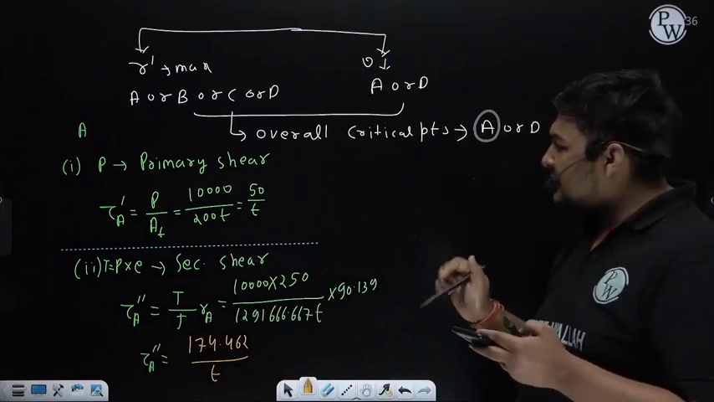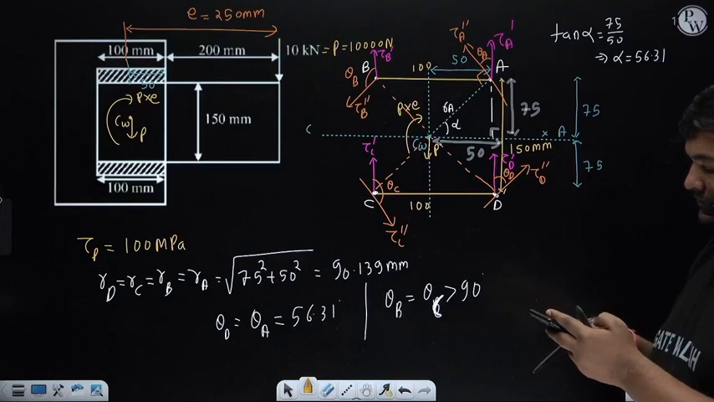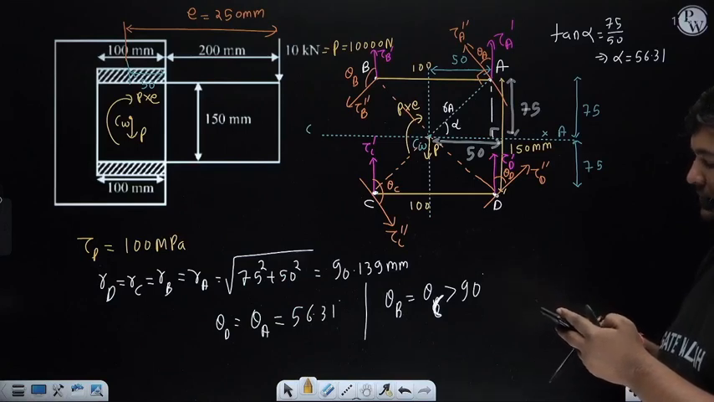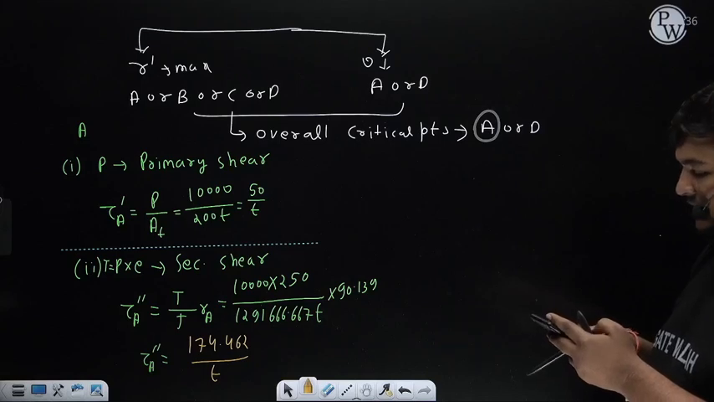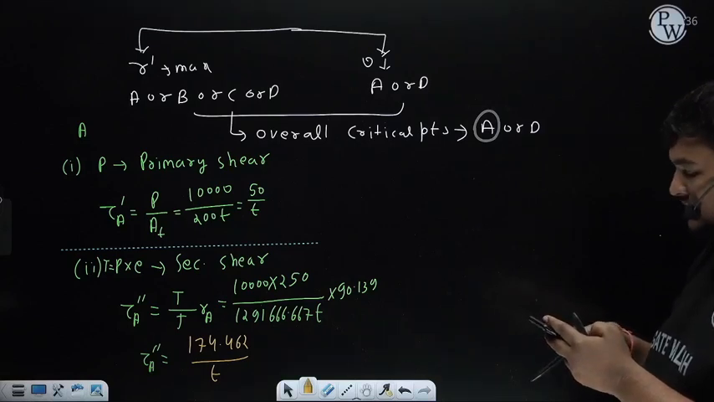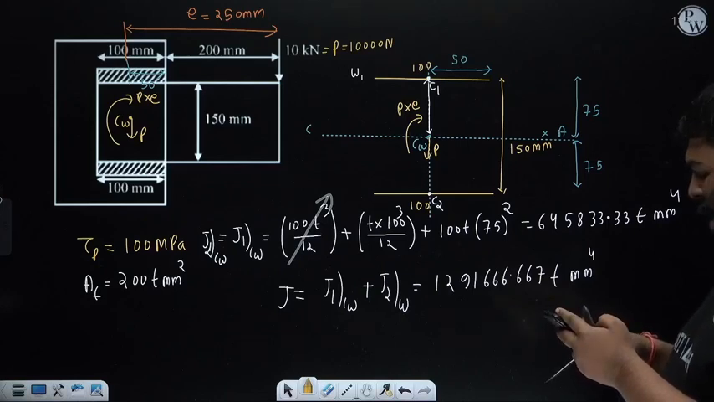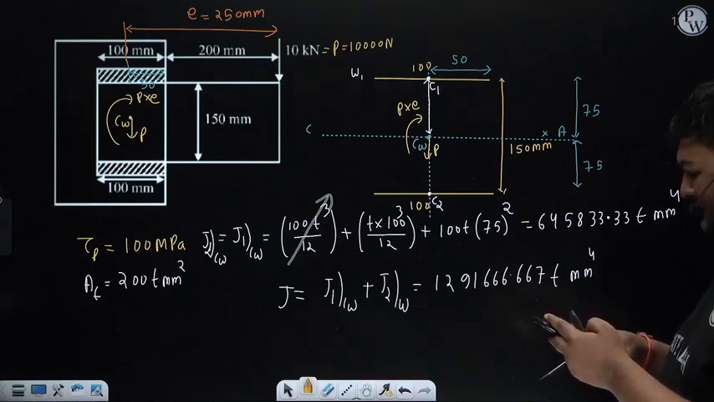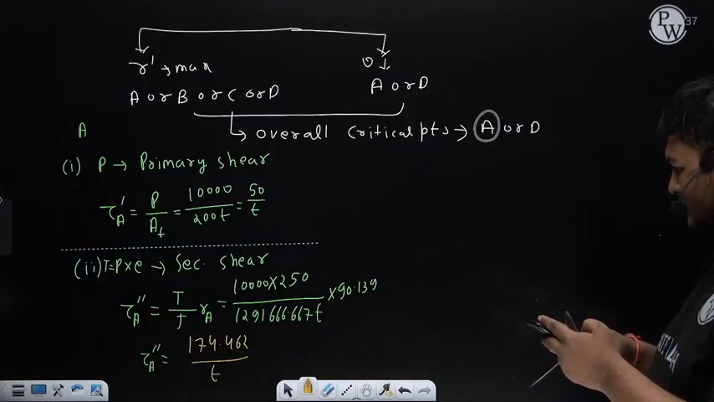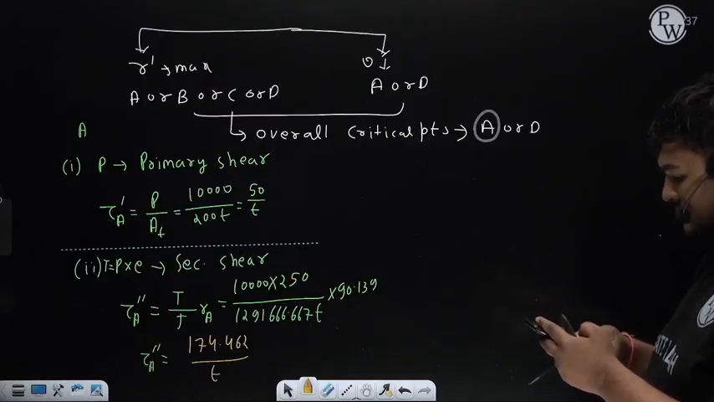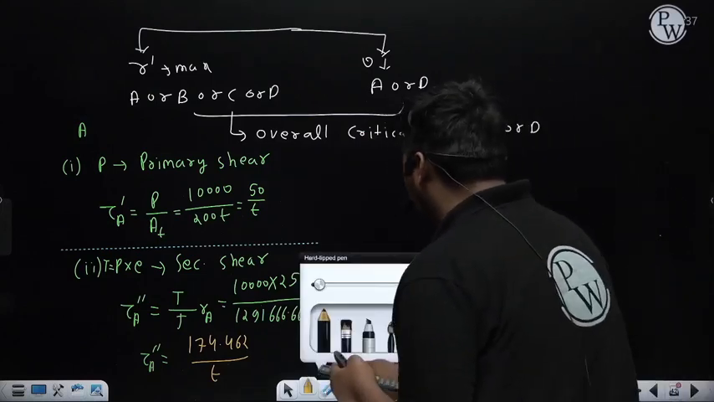So it is the primary shear stress, and it is the secondary shear stress at point A. Again I am checking calculation to be on the safer side. Yes. So now we can calculate resultant shear stress at point A.